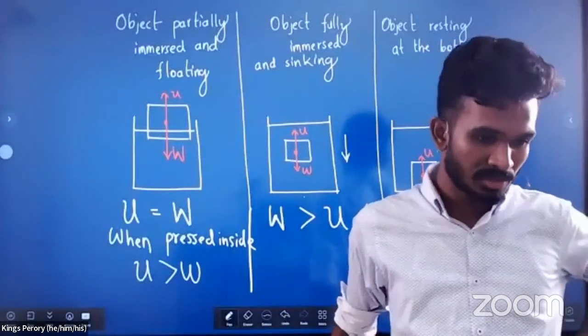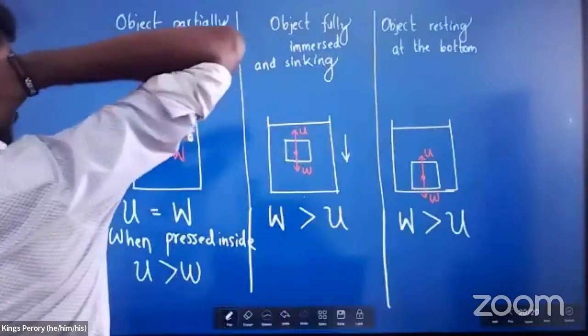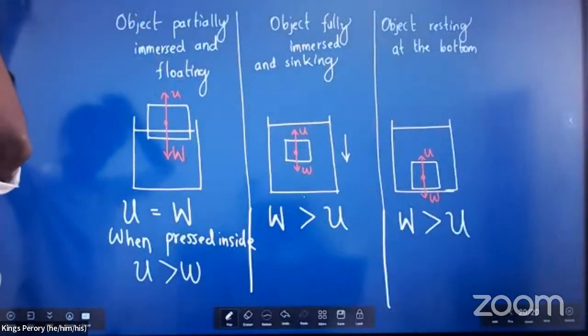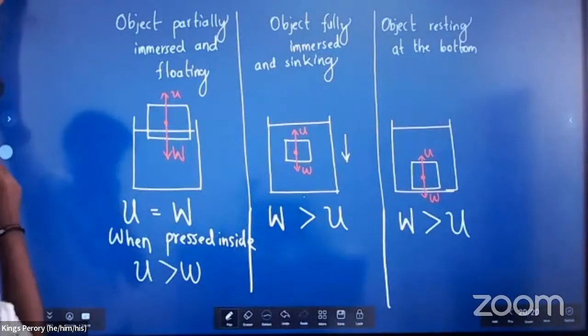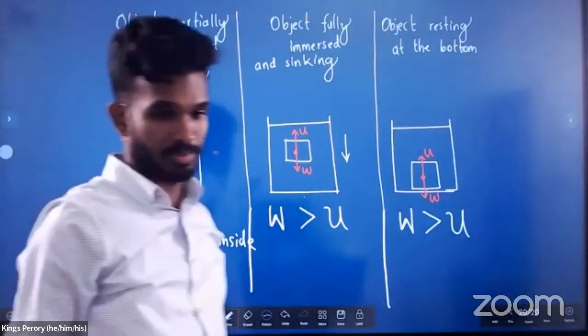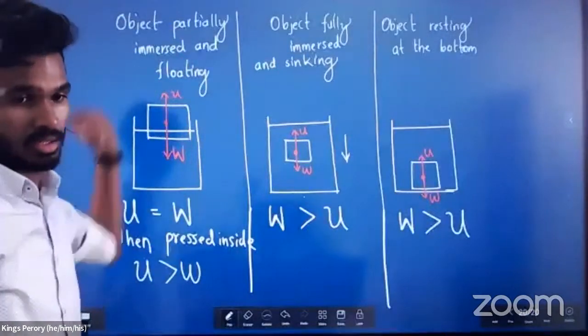Object partially immersed and floating: is it Newton's third law? No, this is Newton's first law. An object at rest likes to remain at rest. That's why when you press it, and release it again, it comes back to the normal position.